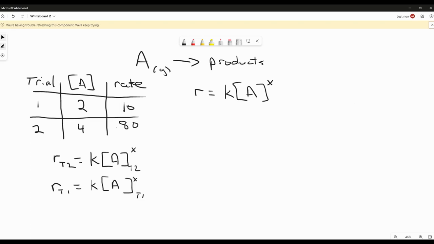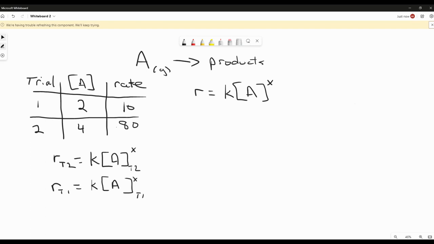On the left-hand side here, I've rewritten the rate law and just indicating which trial we're going to look at. So the rate from trial 2 is equal to some constant K multiplied by the concentration of A in trial 2 raised to some exponent X. And the rate in trial 1 is equal to the same constant K multiplied by the concentration of A in trial 1 raised to that same exponent X.